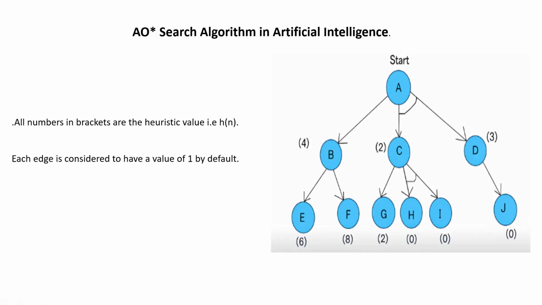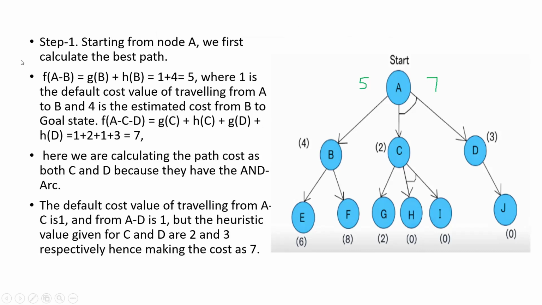But this heuristic value will be changed, as we are calculating with the path. The final result of this AO star will be the one with the minimum heuristic value. Now we will start with step number one, which is also written here.